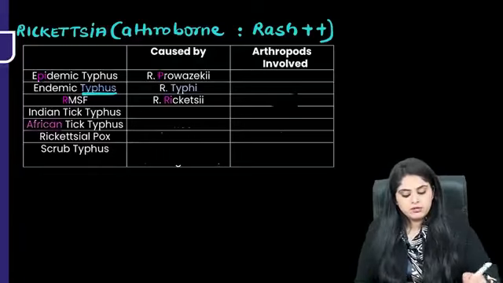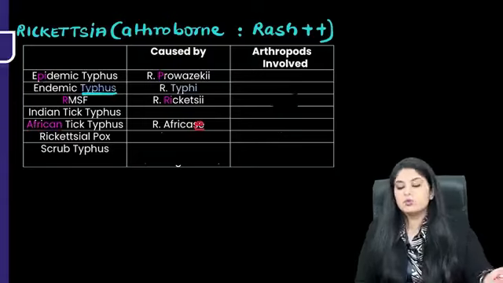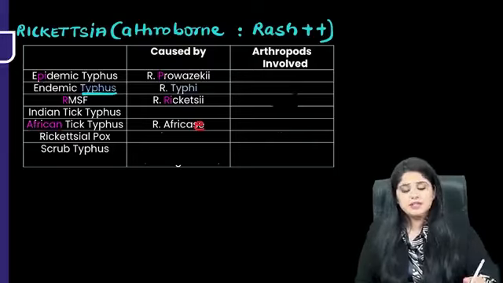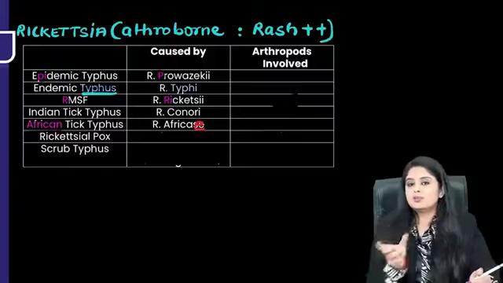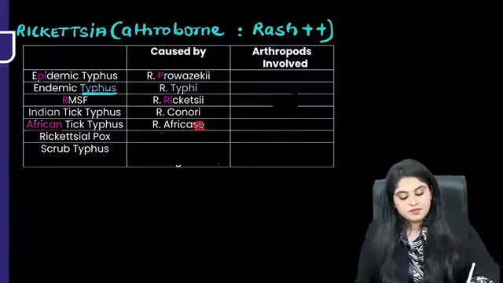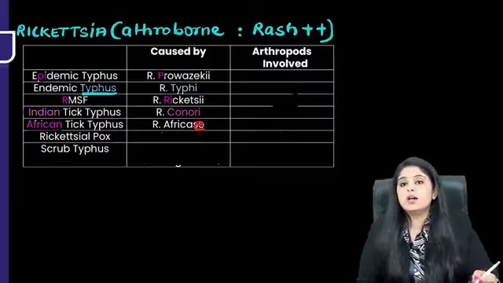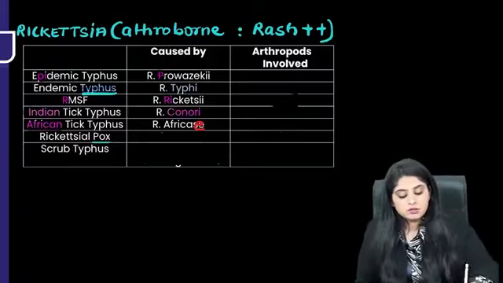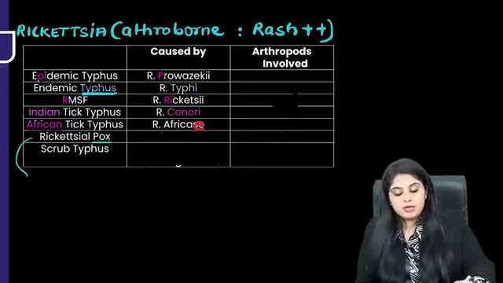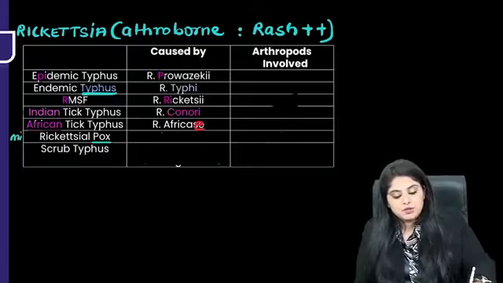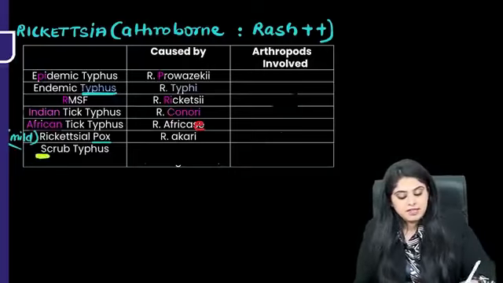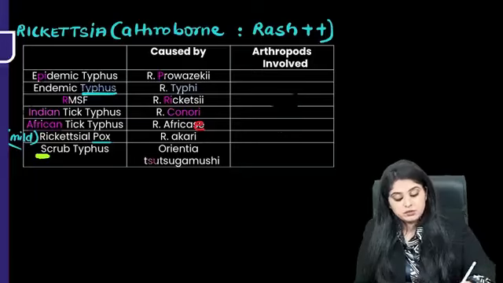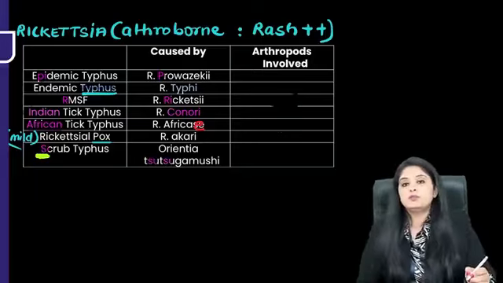African tick typhus, no points for guessing: Rickettsia africae. So Rickettsia africae is the one that shows the African tick typhus. Indian tick typhus, how I have learned it is, India had a lot of corona, so change the common part a bit, coronae. Indian tick typhus is going to be caused by Rickettsia conorii. Now we come to rickettsial pox, which is said to be the mildest of them all. Remember, rickettsial pox is the mildest infection of them all, and that is caused by Rickettsia akari. And finally, scrub typhus, S for S, that is caused by Orientia tsutsugamushi. So remember, scrub typhus by tsutsugamushi.